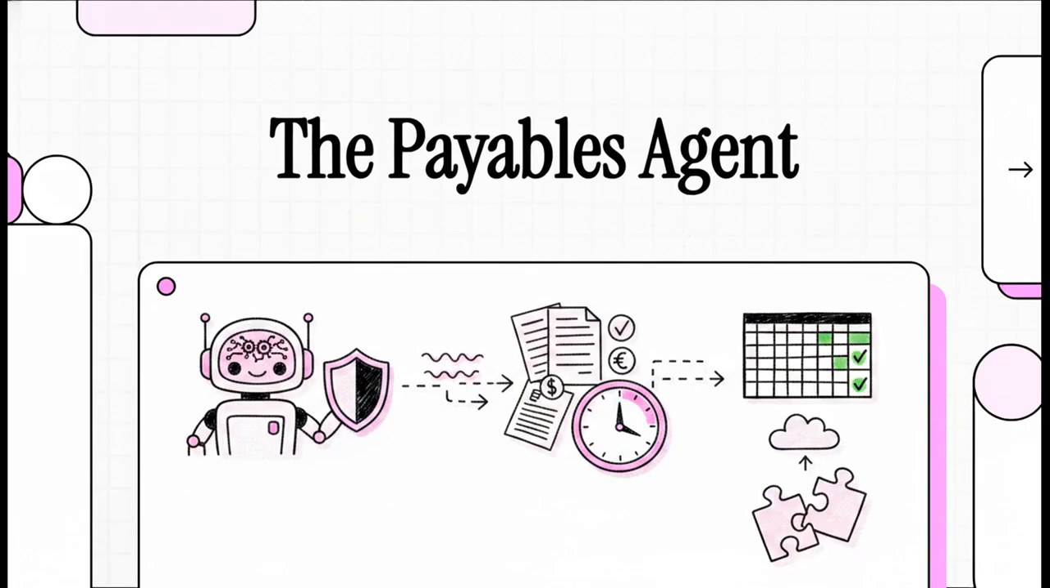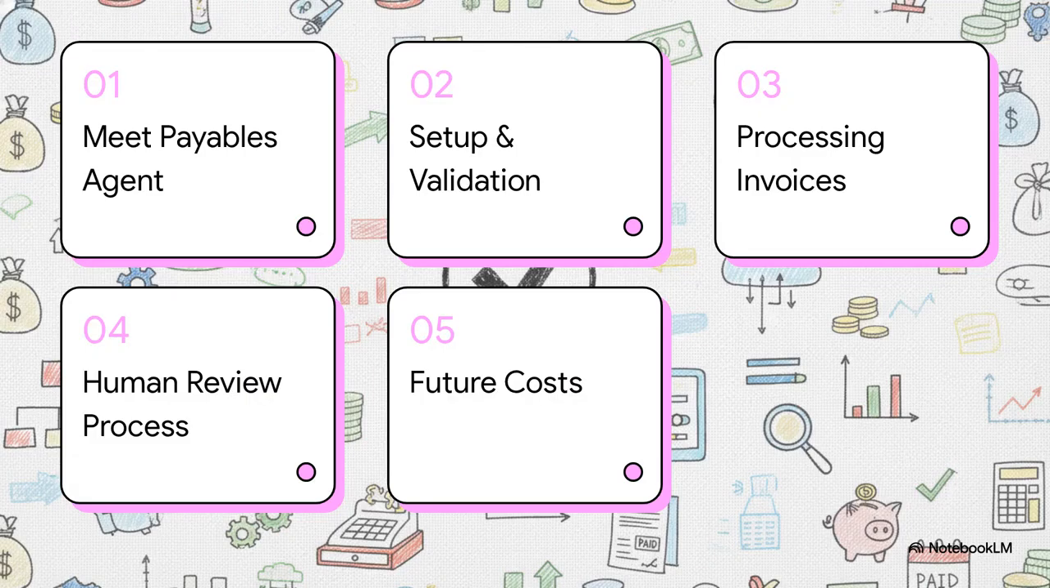We're going to unpack exactly what this AI agent does, how it crushes those tedious tasks to save you time and reduce errors, and how you can seamlessly integrate it into your daily operations. Okay, let's dive into this. Here is our agenda for today. First, we will meet the Payables agent, then we'll cover setup and validation, move into processing vendor invoices, talk about the human review process, and finally, wrap up by understanding future costs.